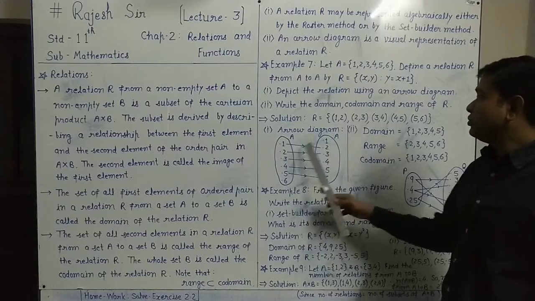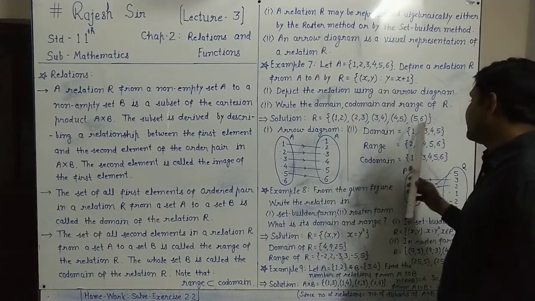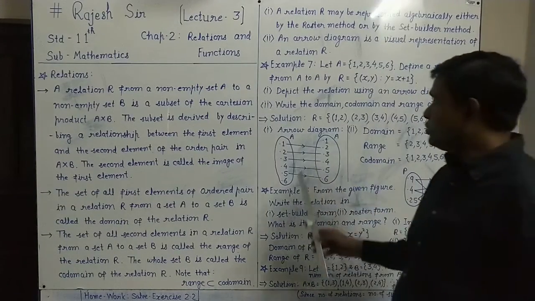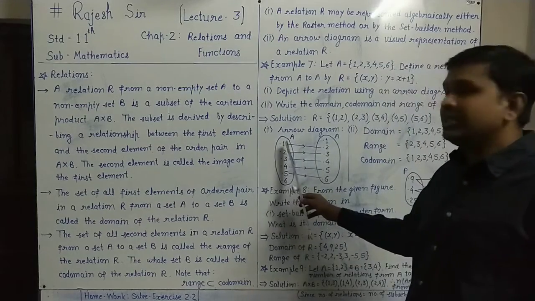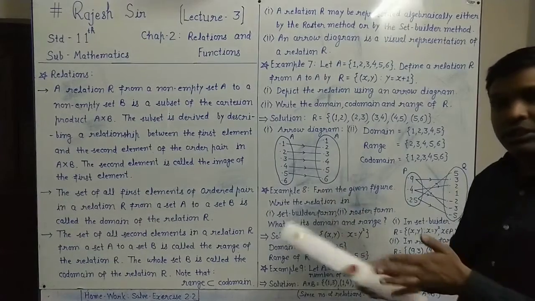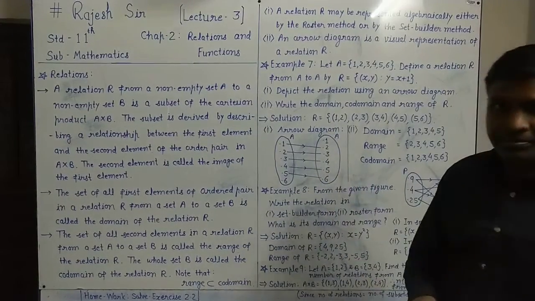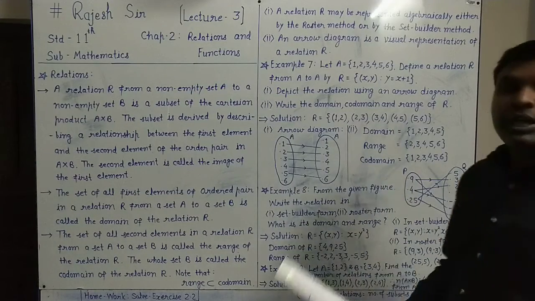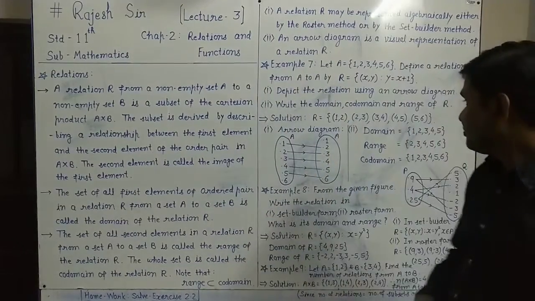3 is the image of 2, 4 is the image of 3, 5 is the image of 4, and 6 is the image of 5. So this way by arrows we have shown these elements' images. Element 1's image is 2, element 2's image is 3. That way we have shown the images by drawing arrows. So it is called an arrow diagram. This way the relation is represented in an arrow diagram. This is the visual representation that we have here.